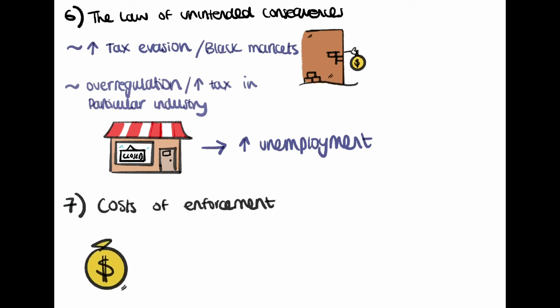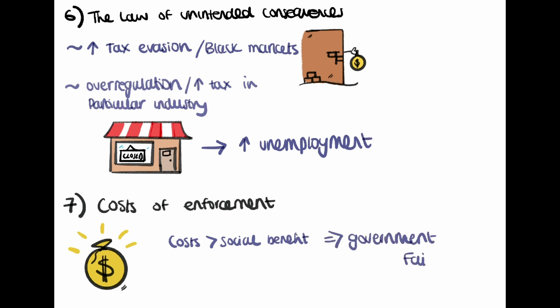Finally, a really important point would be the cost of enforcement and intervention. If the cost outweighs the social benefit, then the government again has failed in its intervention.